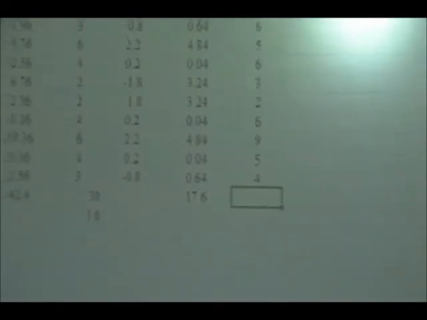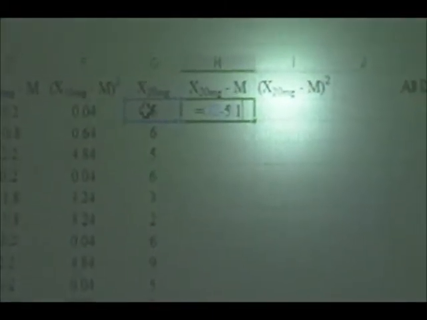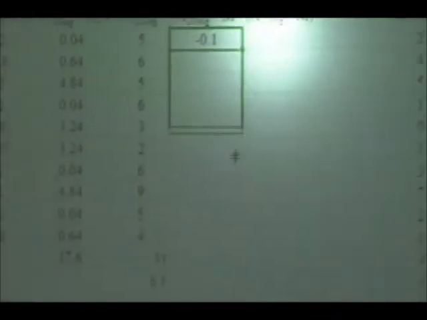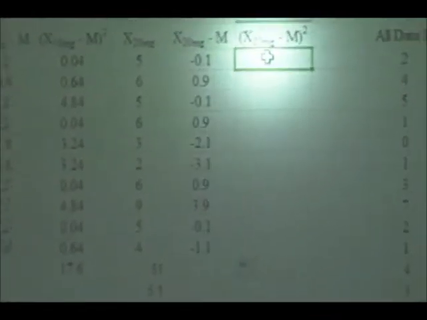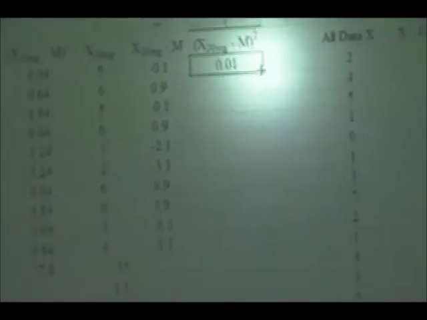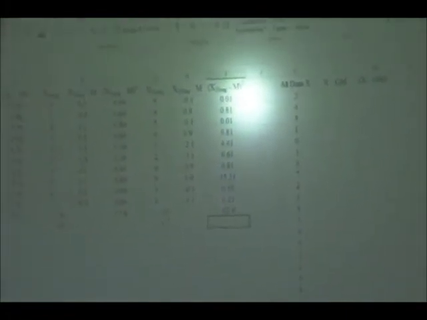Now I need to do that for my 20 milligram group. I'm going to get a mean for that group of 5.1. We'll subtract that mean, 5.1, from every number in the data set. I'm going to square those values, and I'm going to add that up for the sum of squares for the 20 milligram group, okay?